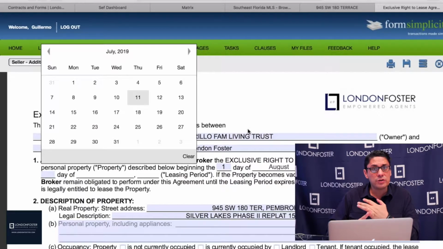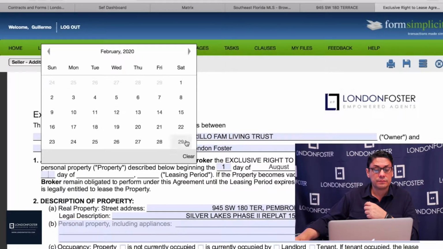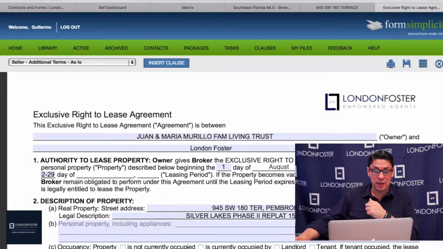So if we've got August 1st is the first day, that means that the 6 months would be February 1st. So I would probably recommend that you do it until the end of February. So we're going to move past this and do it for February 29th.